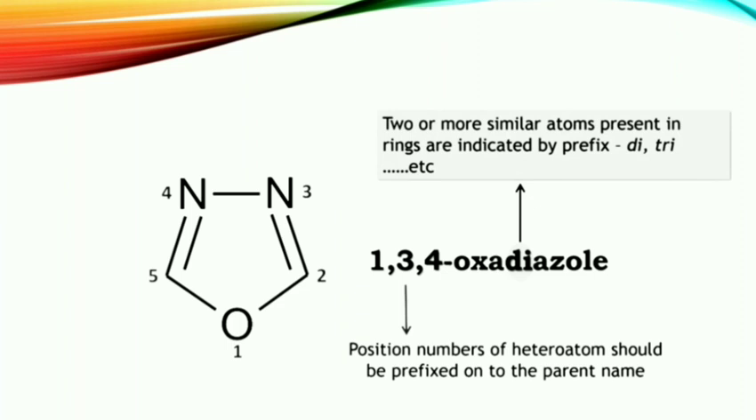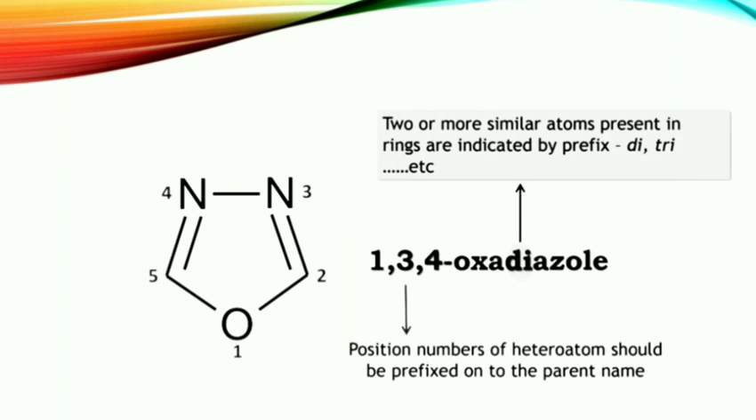Okay, let's see the structure. What is the difference in the structure? We have 2 or more similar atoms present in the ring structure. That can be indicated by a prefix, which is di and tri, etc. Here it is di, and we mention the positions of the heteroatoms present in the structure. So 2 more things you have to remember in the structure.